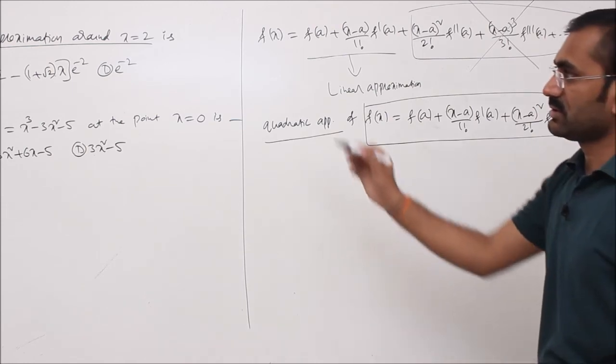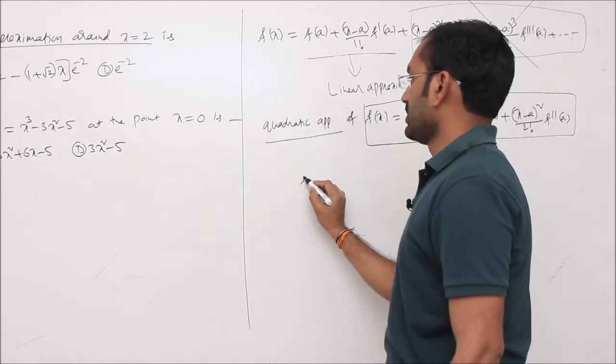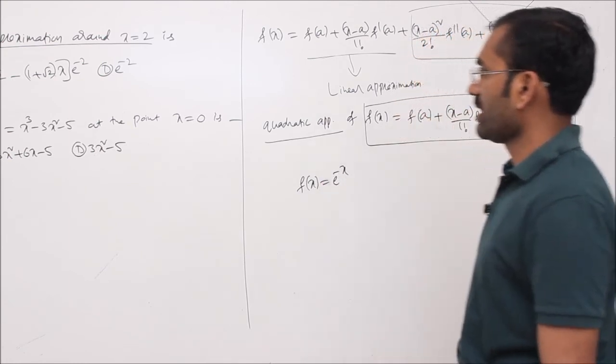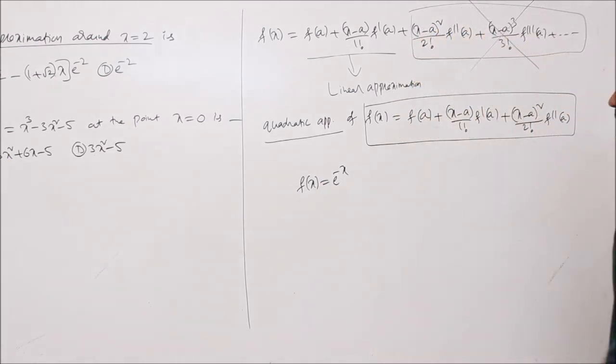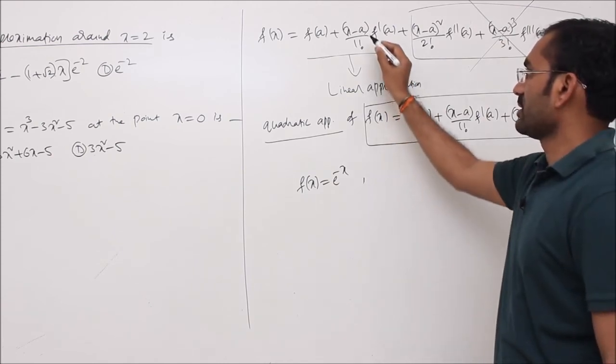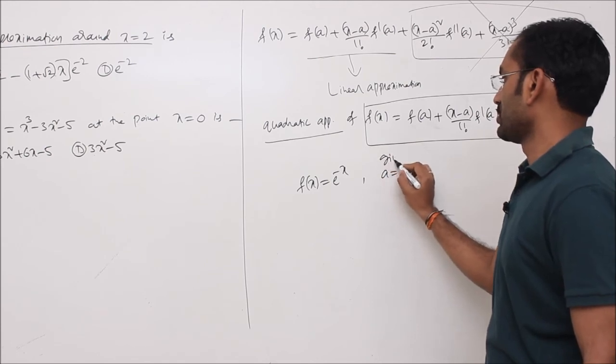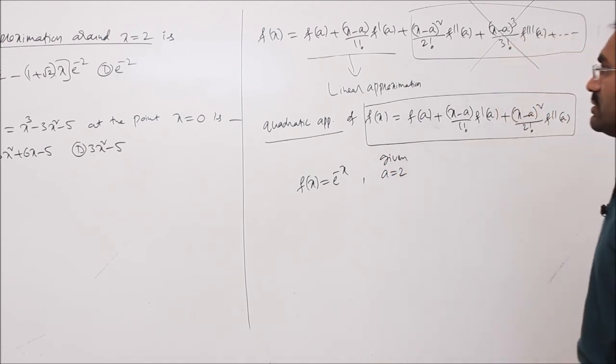Now if we see the fifth question, here the function is f of x equal to e power minus x. We require linear approximation around x equal to 2. Around x equal to means here our a value is 2. Given a is equal to 2.